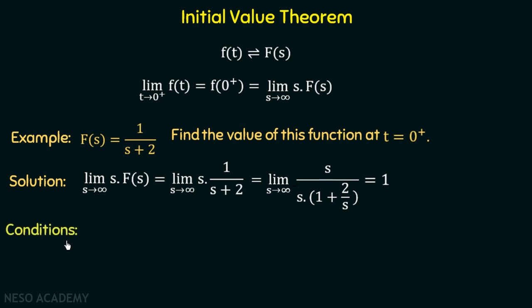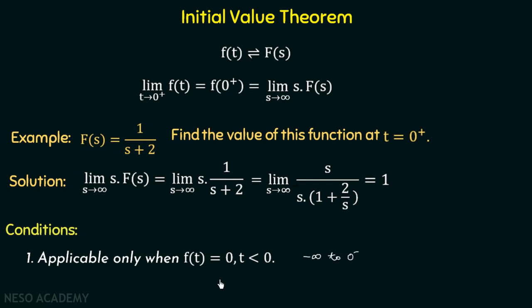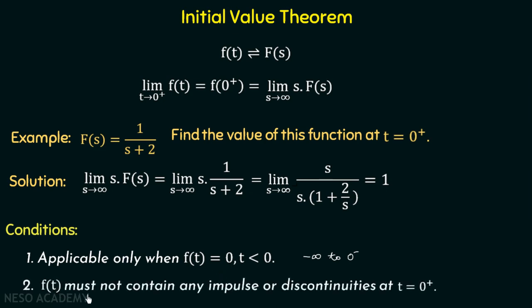So for the initial value theorem to be applicable, signal f of t must satisfy two conditions. Condition number 1 is it is applicable only when f of t is equal to 0 when t is less than 0. That is, from minus infinity to 0 minus, the value of the function f of t should be equal to 0. The condition number 2 is f of t must not contain any impulse or discontinuities at t equal to 0. So it should not contain any impulse or any discontinuity at t equal to 0. If these two conditions are satisfied, initial value theorem is applicable. And in this way, we are done with the discussion on initial value theorem.